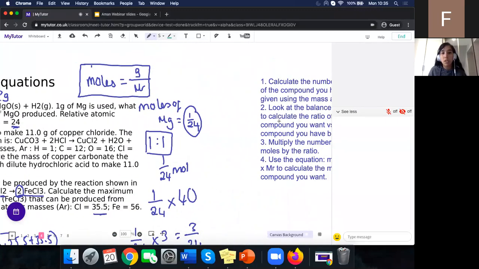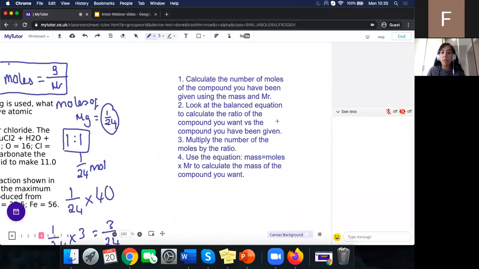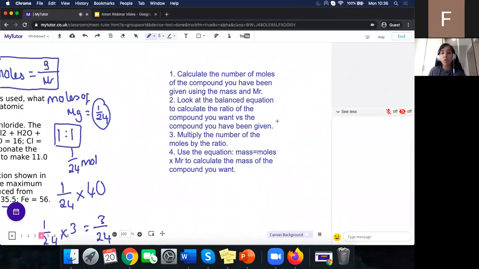So this was kind of the 4 steps that I give. You calculate the number of moles of the compound you've been given. Just like we did then, we calculated the number of moles of calcium carbonate, and that's because we've been given the mass and the Mr of calcium carbonate. We then look at the balanced equation to calculate the ratio of the compound you want versus the compound you've been given. So we've been given calcium carbonate, and we had a look at the equation. It was a 1-to-1 ratio, so calcium carbonate to calcium oxide.